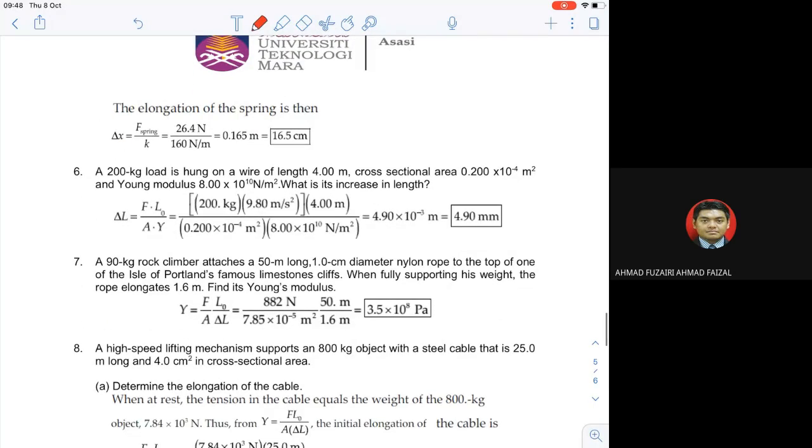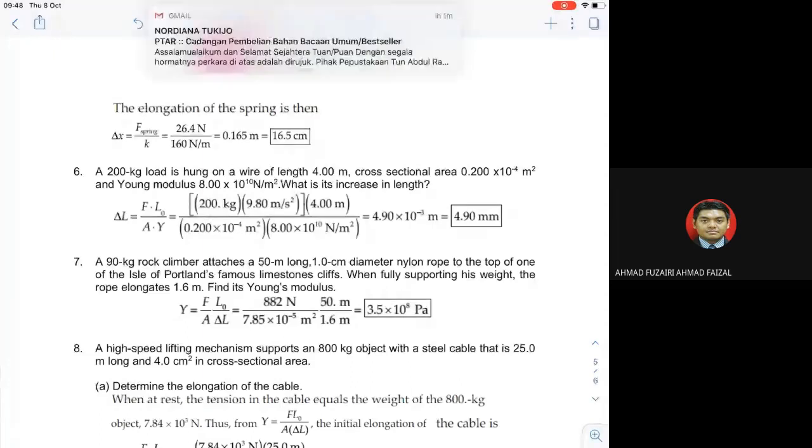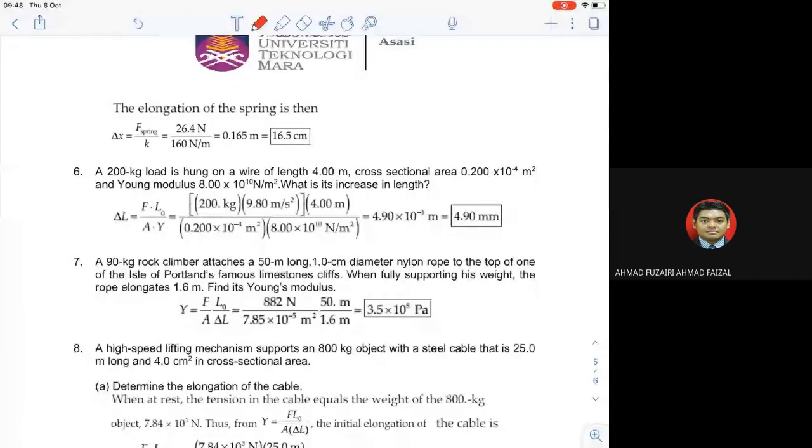Okay, number six. A 200 kilogram load is hung on a wire of length 4 meters, cross-sectional area 0.2 times 10 to the power of negative 4 meter square, and the Young modulus 8 times 10 to the power of 10. What is the increase in length? Okay. When we talk about Young modulus, it's given here 8 times 10 to the power of 10, Newton per meter square. That is Y.